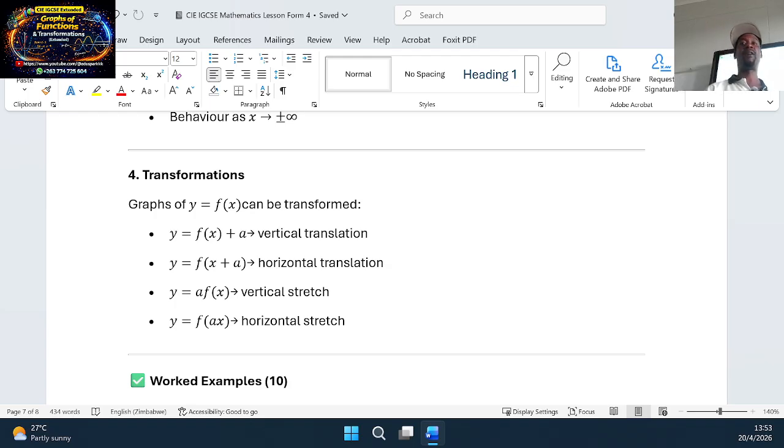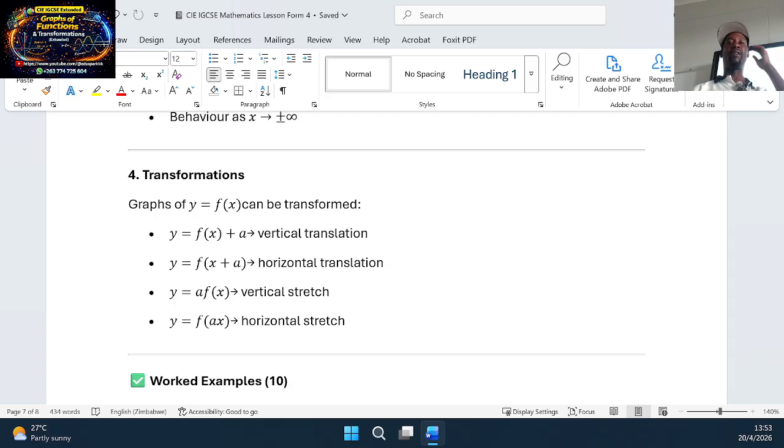Then we also have y equal to a multiplied by f of x. This is a transformation which gives us a vertical stretch. In other words, if we've got asymptotes or turning points, I mean maximum or minimum points, when we multiply them by a, it can be a stretch factor, either positive or negative.